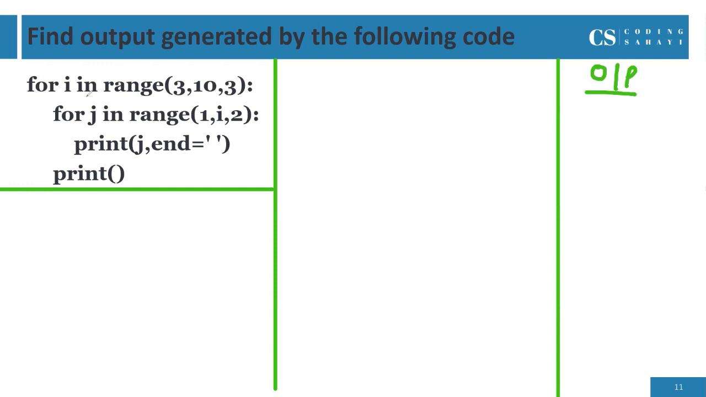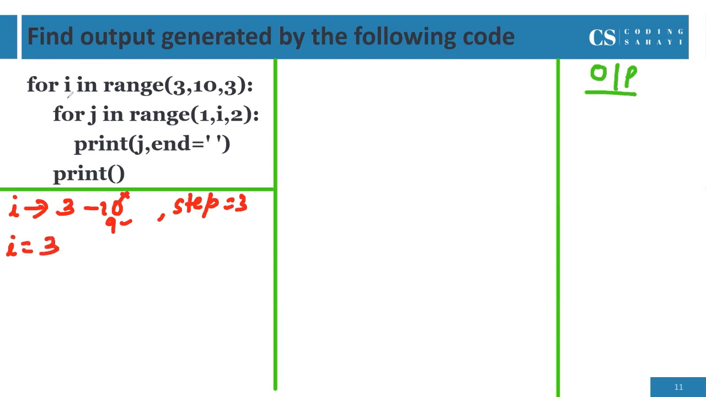Okay, so for i in range of 3, 10, 3. That means here the value of i ranges from 3 to 10. 10 is not included, that is it is executing till 9. Then we have a step value, that is 3. That means the value of i is incrementing by 3. Now what is the initial value of i? The initial value of i is 3.